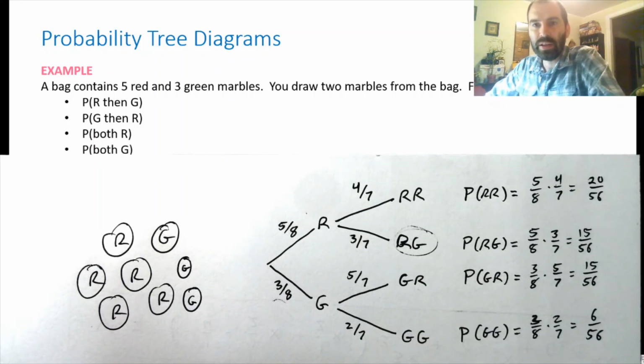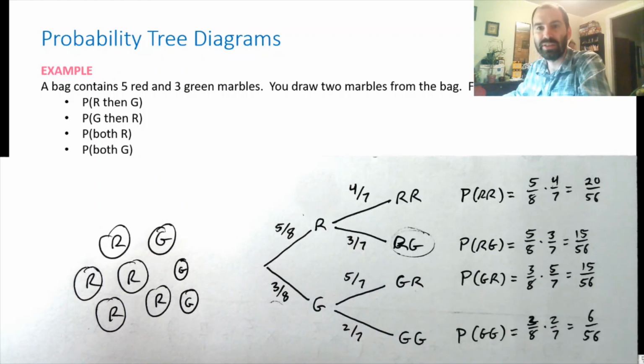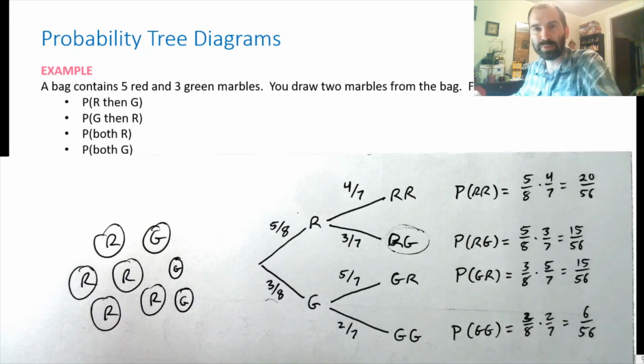All right. So this is just the multiplication rule. It's just making a picture first to help us sort things out. So these probability trees can be a very useful way to make sense of things.